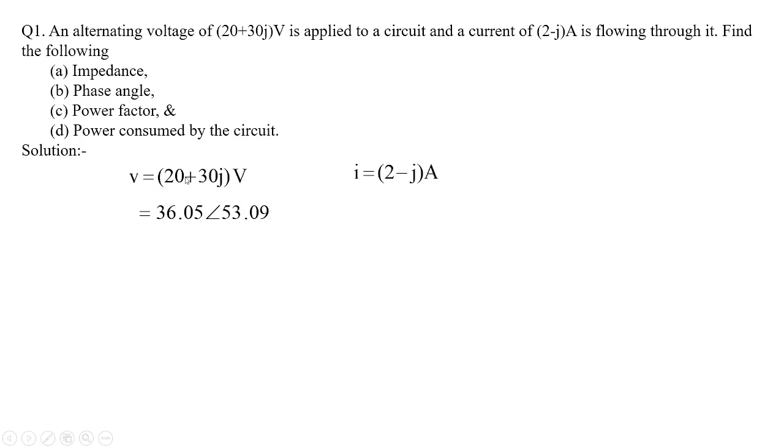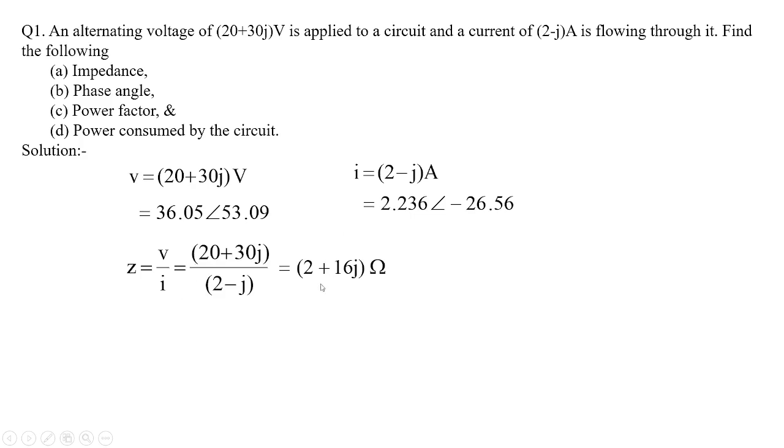So the polar form of the rectangular value is 36.05 at an angle of 53.09 for voltage, and for the current it is 2.2 at an angle of minus 26.56. I'll calculate the impedance value, which is easier, and that is obtained in rectangular form as 2 plus 16j ohms. You can easily convert it into a polar value, which is 16.12 at an angle of 82.87. With that, I get the impedance magnitude as 16.12 ohms, and the phase angle is 82.87. So the impedance value and phase angle are calculated.